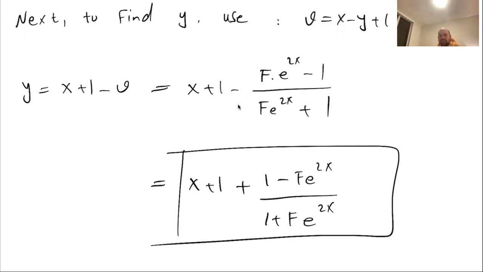Minus, this bracket will be 1 minus f e to the power 2x. And the denominator, I rewrote it again. So this is the final answer for y in case 2.